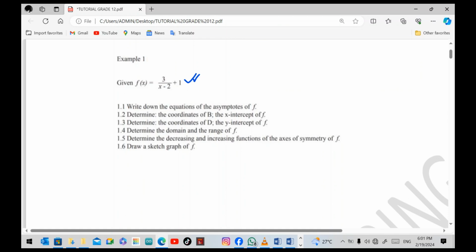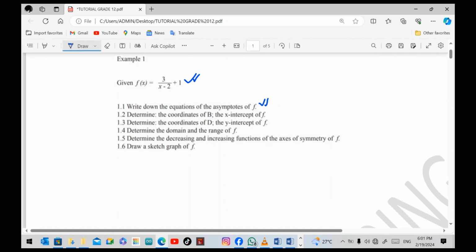Now, 1.1: write down the equations of the asymptotes of f. So what is f? It is a divided by x plus or minus p, plus q. This is actually the standard form of a hyperbola, right?